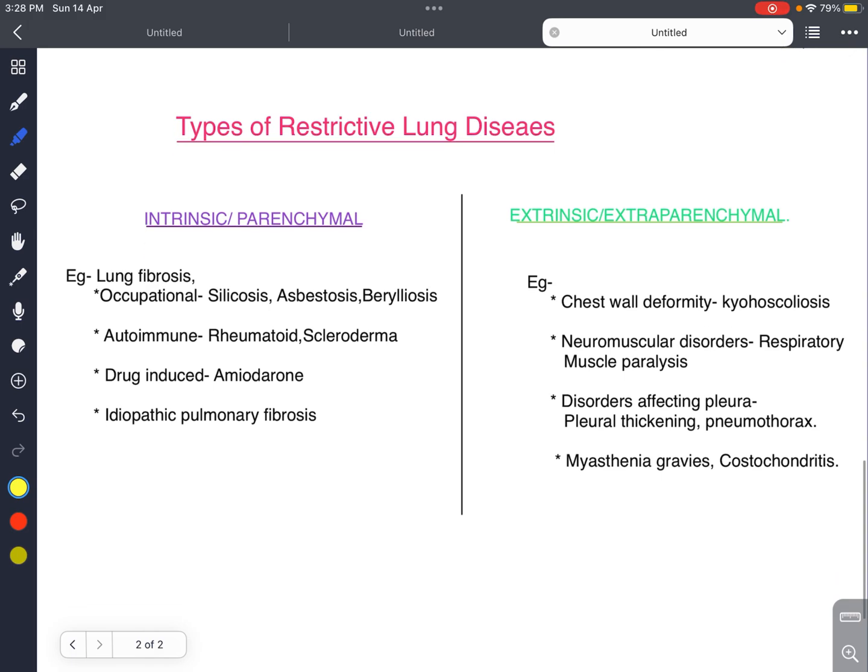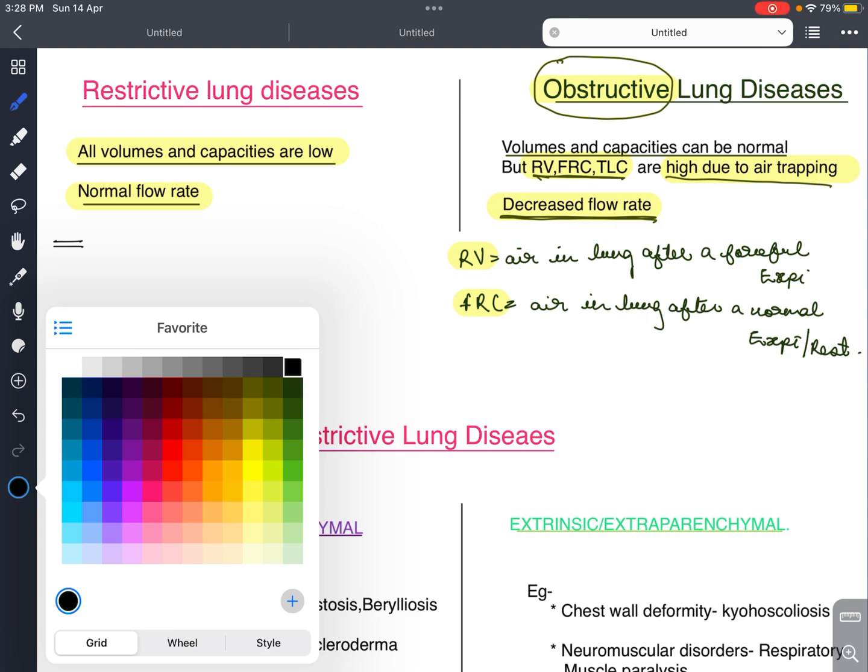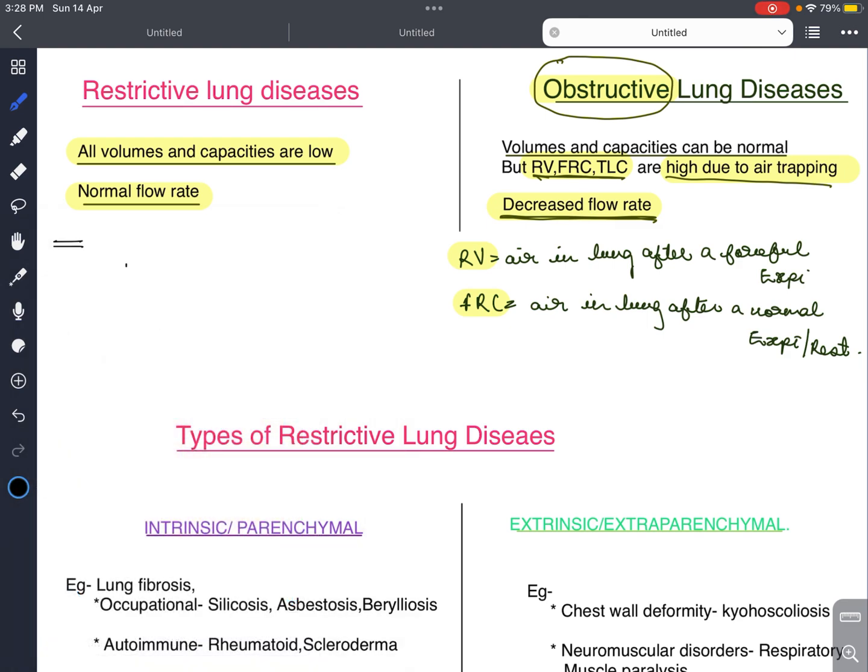Again I'll go to the types of restrictive lung disease, but before this you should be clear on one thing: if the FEV1 is normal, then the person will be having RLD. You can say the person has RLD if you want to differentiate between those two conditions. And if it is low, then the person will be having OLD, which is obstructive lung disease. So we can differentiate restrictive and obstructive lung disease on the basis of FEV1 itself.